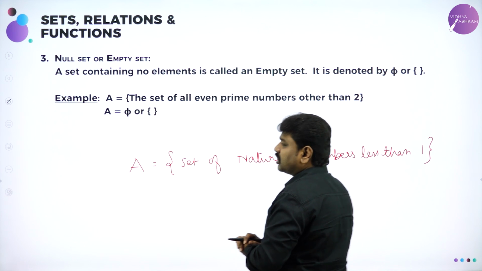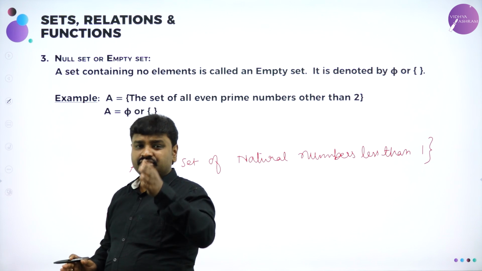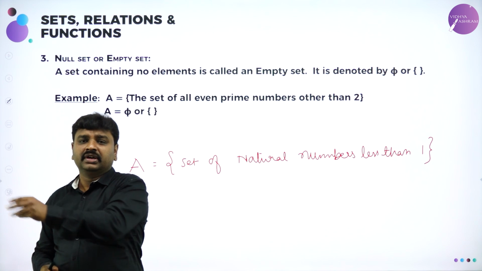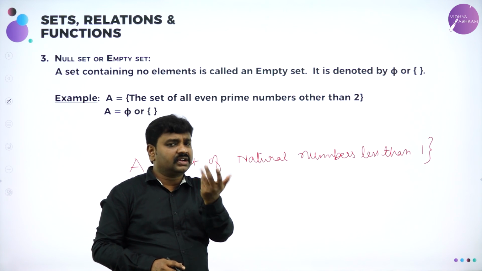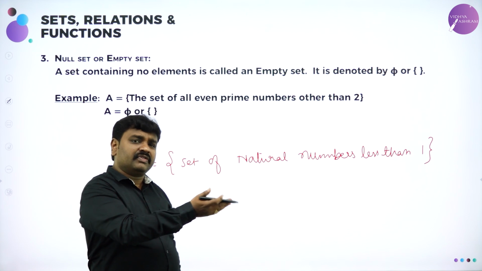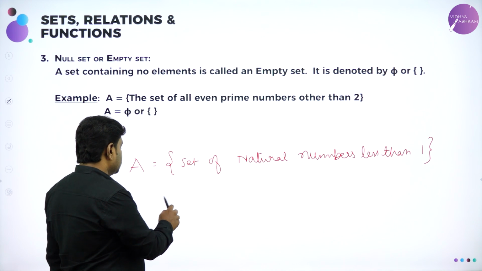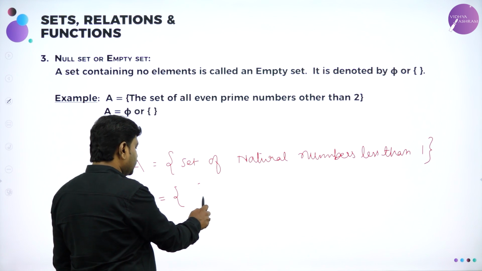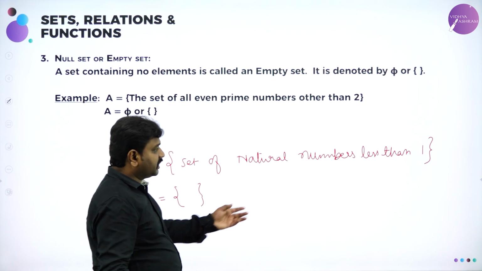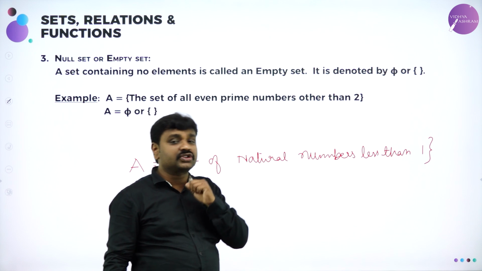Do we have any natural number less than 1? Natural numbers start from 1, 2, 3. Do we have any natural number less than 1? We don't. Less than 1, we have numbers like 0, but 0 is not a natural number. So this is a null set. So A is a null set. We cannot get any single element. We can get numbers less than 1, but we don't get natural numbers less than 1.